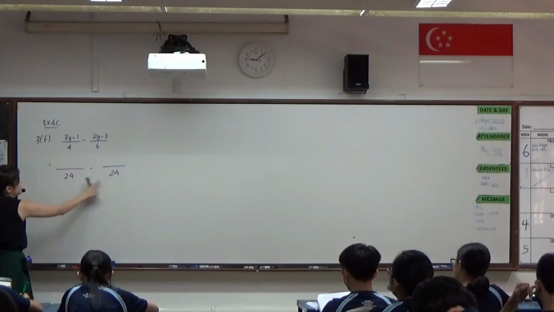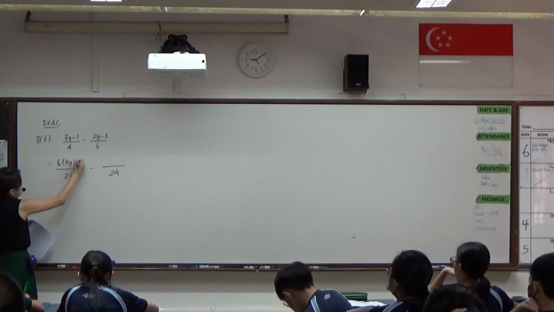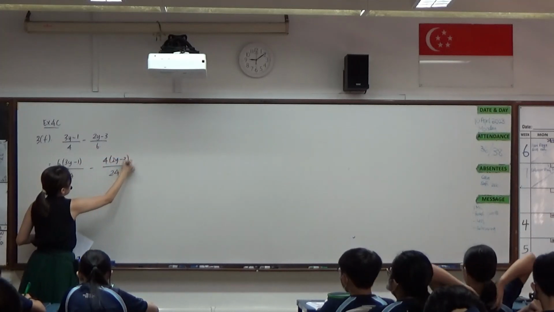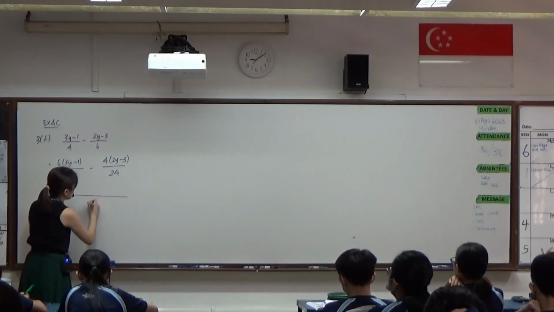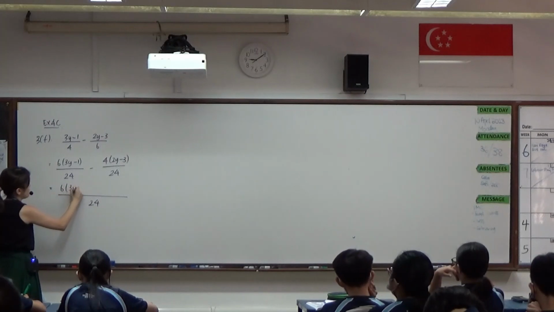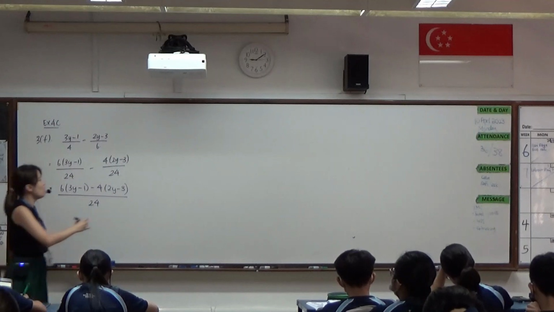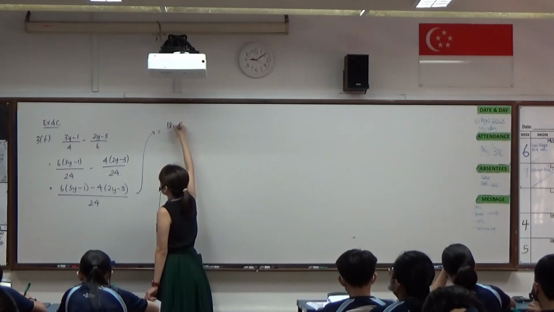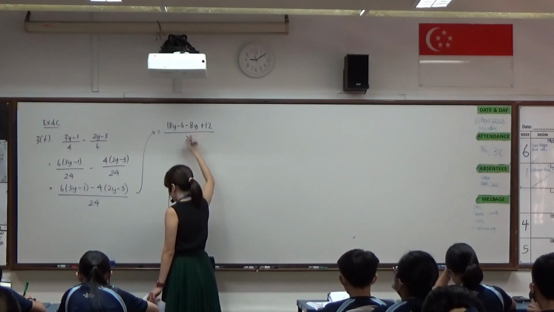So 4 and 6, if you chose 24 as the lowest common denominator, that will mean that you're multiplying 6 on both numerator and denominator, and multiplying by 4 on both numerator and denominator for the right fraction. Then you combine it into one single fraction, you will write 6(3y minus 1) minus 4(2y minus 3), and then we go about expanding it on the numerator. You will get 18y minus 6 minus 8y plus 4, over 24.